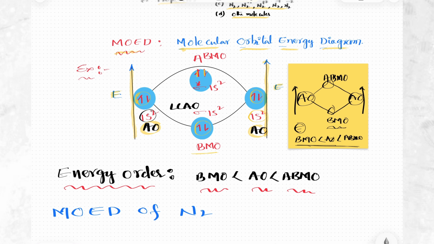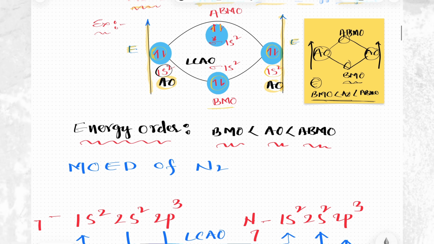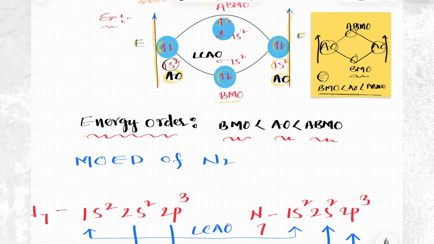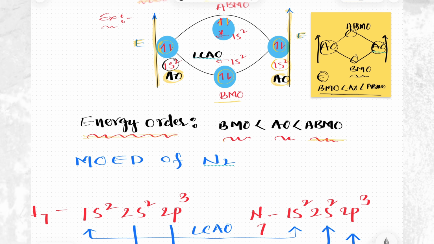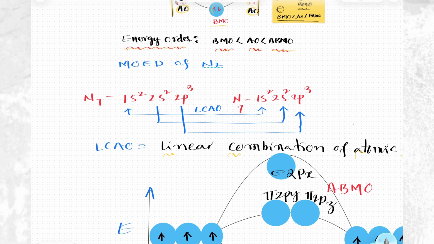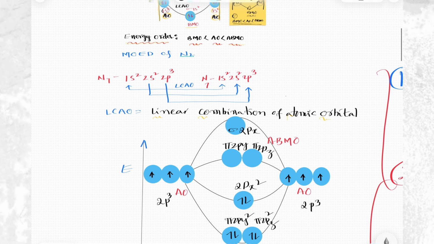So this is a small diagram to understand what a molecular orbital energy diagram is. It gives you a simple sense that electrons enter the BMO first, followed by the ABMO. In this MOED diagram, the energy order is important. Which is the highest energy? The anti-bonding molecular orbital. Which is the least energy? The bonding molecular orbital, followed by the atomic orbital. Now we'll discuss one example to understand the complete details about the MOED diagram.